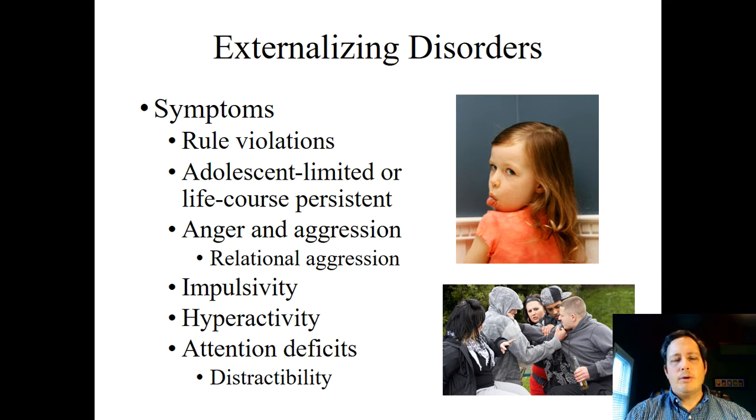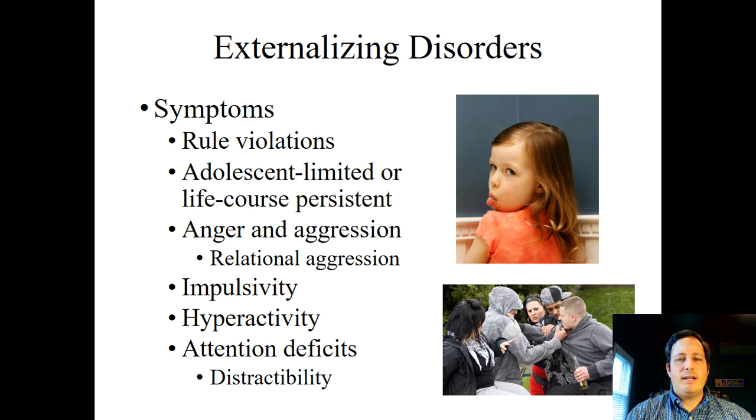So obviously, we're more concerned about the life course persistent, though you can still get into a lot of trouble and have difficulties with adolescent limited. Now, there are some other symptoms that we see commonly among externalizing disorders. That is anger and aggression. Younger children may lose their temper, be more argumentative, while adolescents may look like they're more hostile and have a likelihood of physically injuring others.